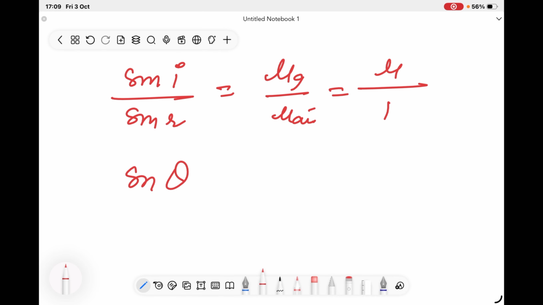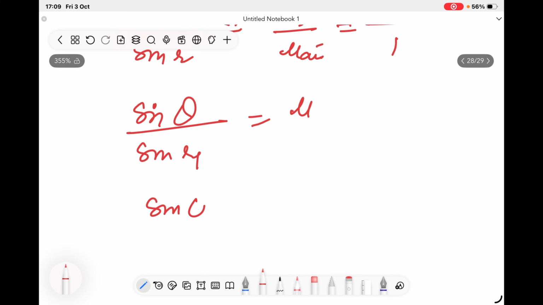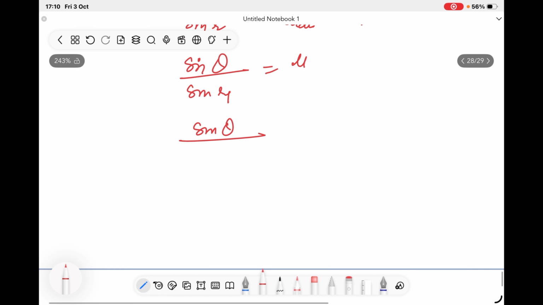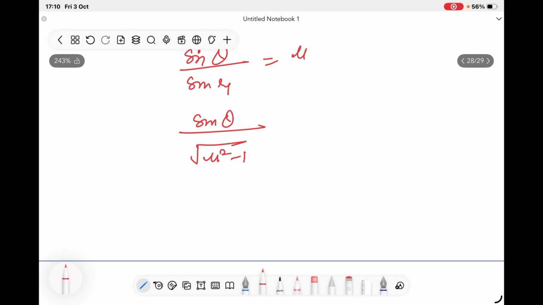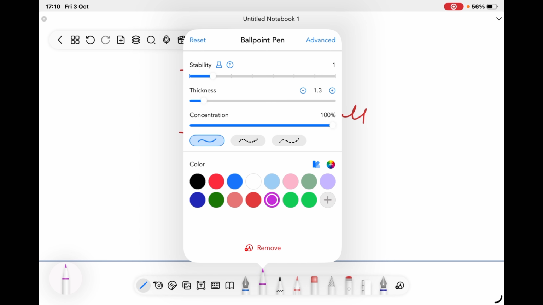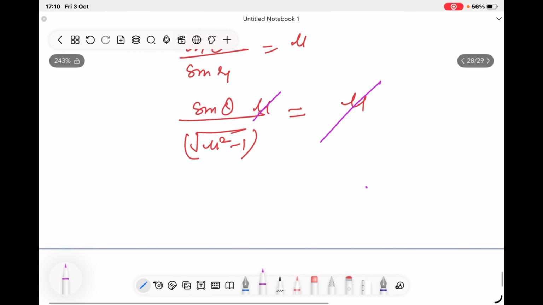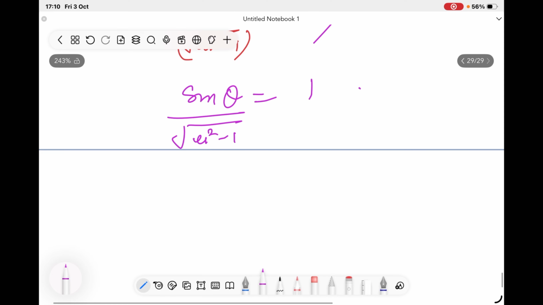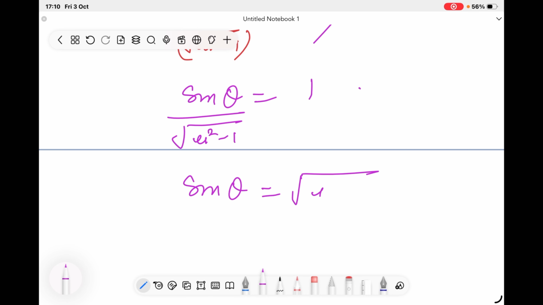So the angle of incidence is given as theta, and sine R is sine R1, and it equals mu. So my sine theta, and what is my sine R1? I have just calculated it. You can see sine R1 is this, root of mu square minus 1 upon mu. So mu will go up, it will be written inverted. And now from both sides you can cancel this mu. So what are you left with? Sine theta equals sine theta by the term root of mu square minus 1 equals 1. So sine theta is root of mu square minus 1.